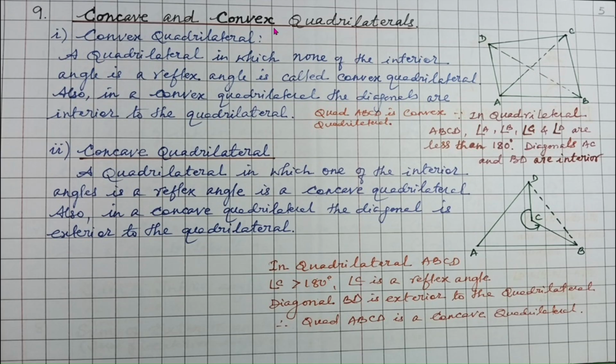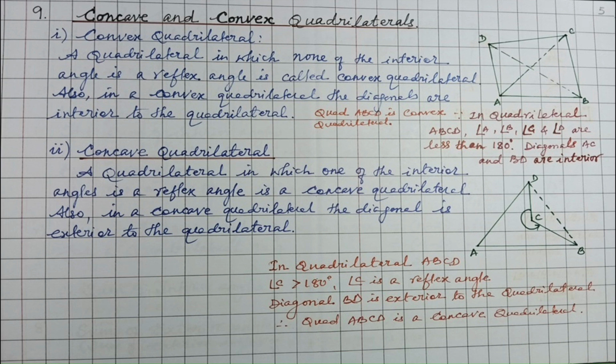and therefore it is a convex quadrilateral. Whereas a concave quadrilateral is a quadrilateral in which one of the interior angles is a reflex angle, and also in a concave quadrilateral the diagonal is exterior to the quadrilateral. If you look at the quadrilateral here, ABCD is the quadrilateral, angle C is a reflex angle, and one of the diagonals, BD, is outside the quadrilateral or exterior to the quadrilateral. Therefore this quadrilateral is a concave quadrilateral.